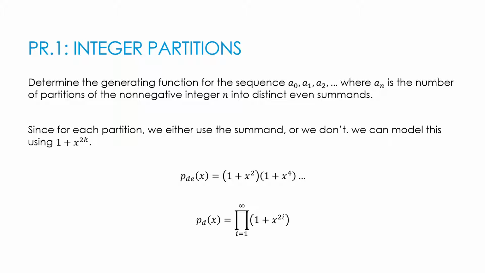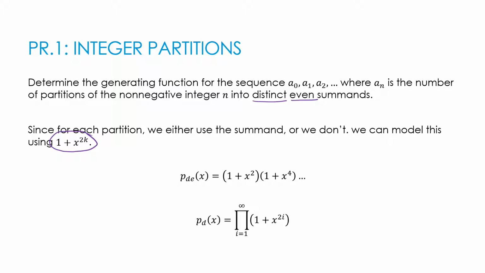Again, so we're looking for distinct and we're looking for even, so we're kind of putting two things together that we've already sort of talked about. Again, for each partition, we're either going to use the summand or we're not, which we can model using 1 plus x to the 2i.